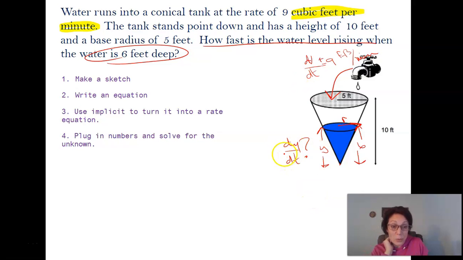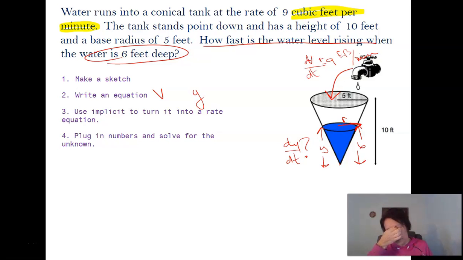So I need an equation that relates the stuff they gave me, in other words, the volume, to the thing I need to know, which is this Y value, the water level. So I need an equation that links volume to Y, and y being the height of this cone.